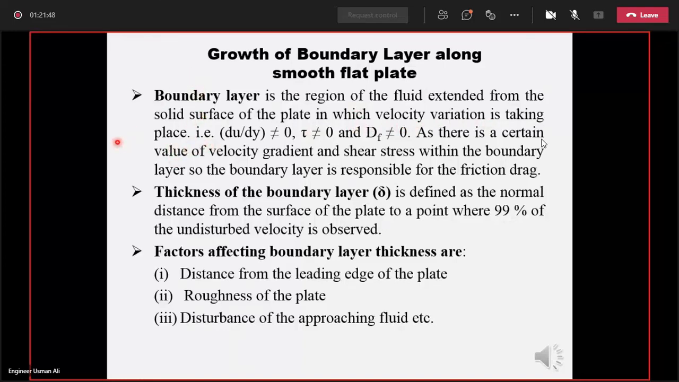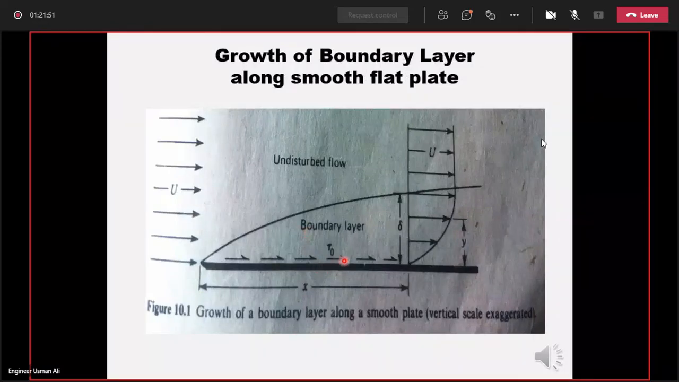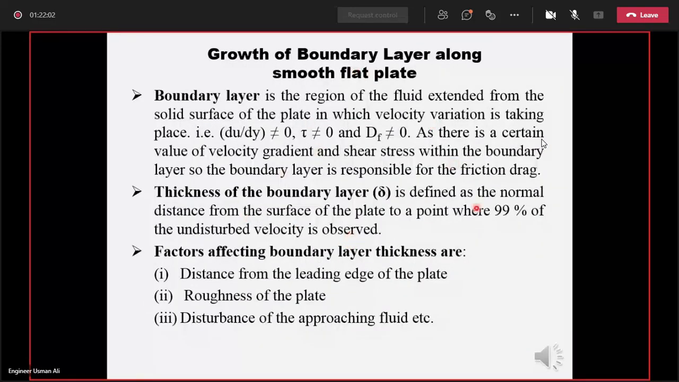कि ये वो portion है जो कि surface of the plate से शुरू होके extend हो रहा है normally और इसके दरमियान जो है वो velocity change हो रही है. So it is the region of the fluid extended from the solid surface of the plate in which velocity variation is taking place, that is, velocity gradient du over dy is not 0. And there is a shearing stress present, tau is not 0, and as a result of it dF, friction drag, is also present. So as there is a certain value of velocity gradient and shear stress within the boundary layer, the boundary layer is responsible for the friction drag.